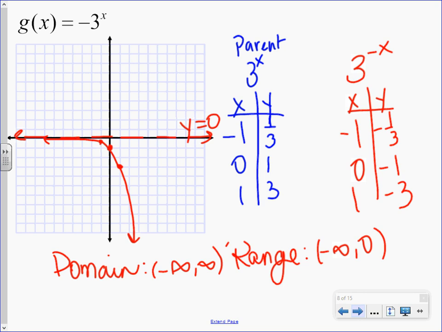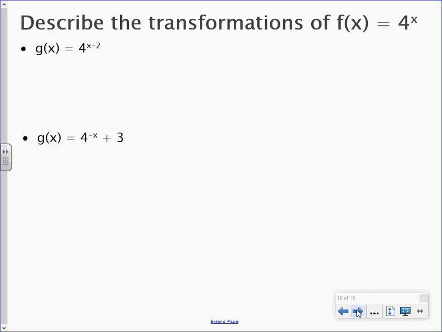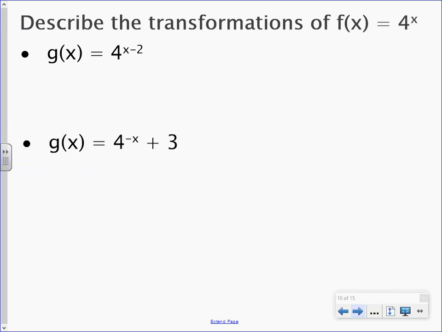All right, on the next slide, I'm going to put up a parent function of 4 to the x, and then 2 functions that have been transformed. I do not want you to graph these, but what I would like is for you to describe the transformations of 4 to the x minus 2 and 4 to the negative x plus 3. Write down what you think the transformations are, and then check in with your neighbor to see if you have the same thing. I'll give you about 30 to 45 seconds to do that.